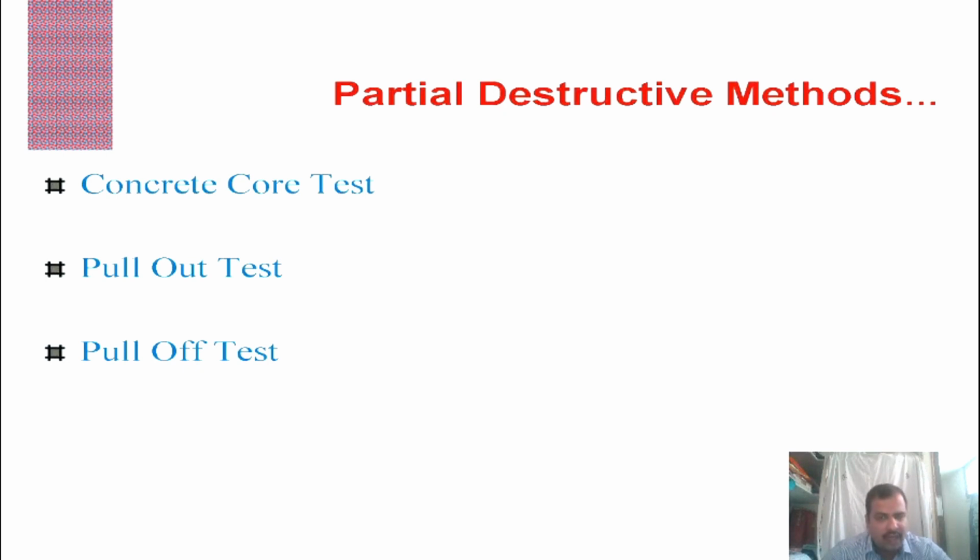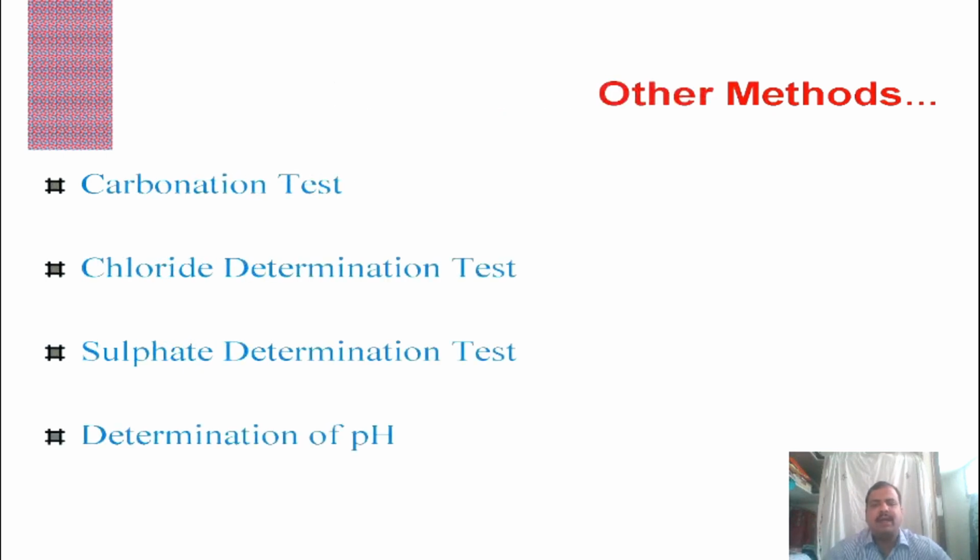As well as this, in the pull off test, we fix a steel plate on the concrete surface by using epoxy bonding, and after the epoxy hardens, we pull off the plate, and see how much force is required and how much damage occurs to the surface. So again, by this indirect method, we can correlate with our compressive strength. So these are the partial destructive methods.